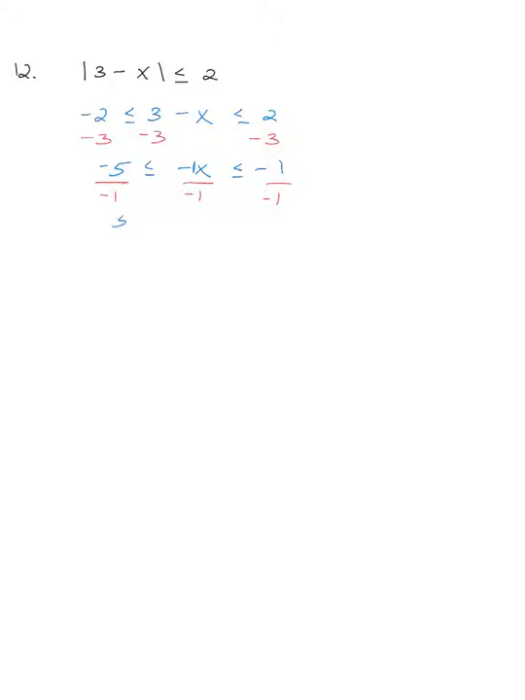So we get 5, we get x, we get 1, but this is now 5 is greater than or equal to x is greater than or equal to 1. And typically this is written in increasing order, so there's, I guess, nothing wrong with the statement I have written, but I would write this as follows.